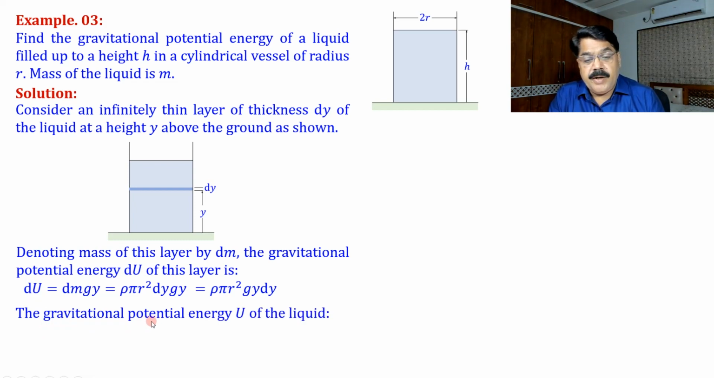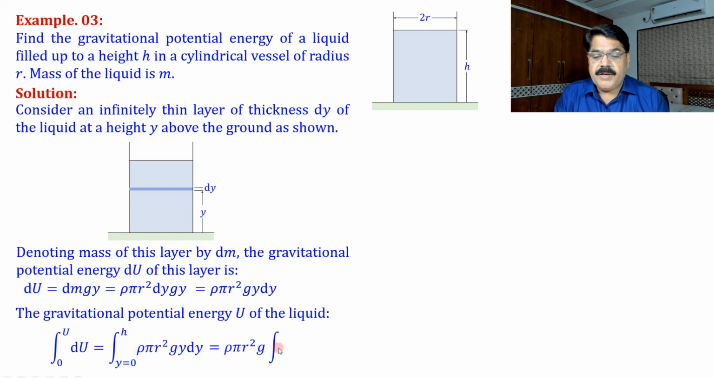The gravitational potential energy U of the whole liquid is the integral from 0 to U of dU, y equal to 0 to h, of rho pi r square g y dy. So rho pi r square g we can take outside. So rho pi r square g into the integral from 0 to h of y dy. This integral will be y square by 2, basically h square by 2. So what we get is U equal to rho pi r square g h square by 2.